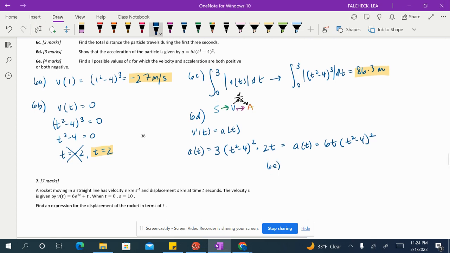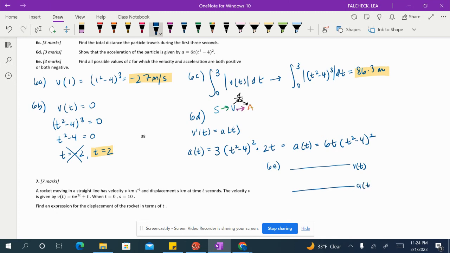6e says find all possible values of t for which the velocity and the acceleration are both positive. So remember, when we're trying to find the sign of the acceleration or the velocity, we're going to make a number line, just like we used to do with the sign of the first derivative and the sign of the second derivative, because velocity is just the first derivative of the position function and the acceleration function is just the second derivative of the position function. So both intervals begin at 0 and end at 3.